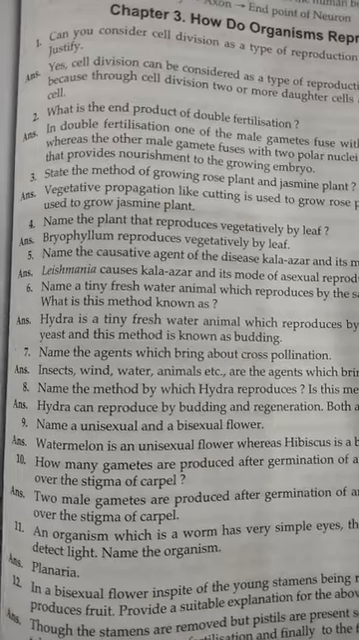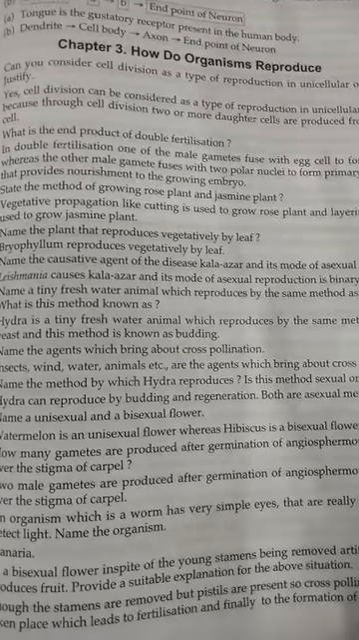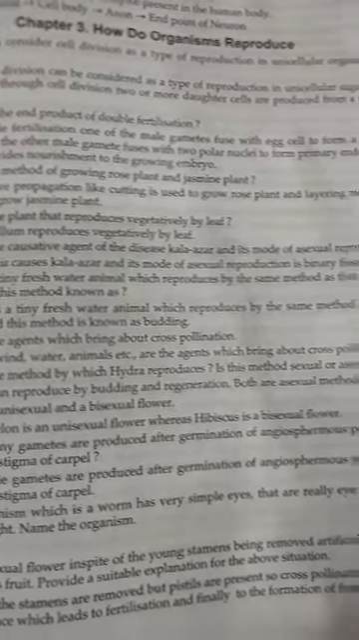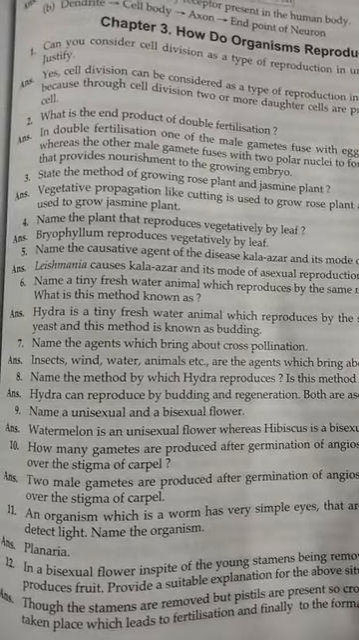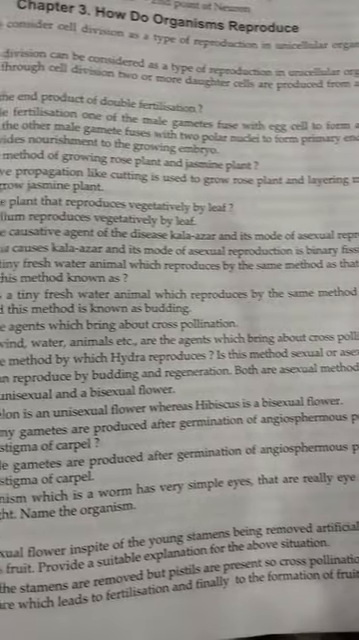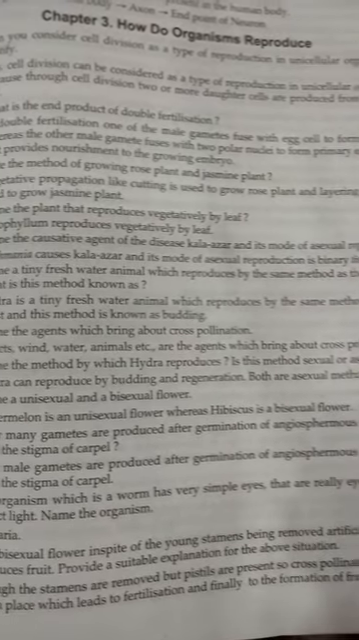Okay, fifth question: name the causative agent of the disease Kala Azar and its mode of asexual reproduction. Okay, so Leishmania causes Kala Azar and its mode of asexual reproduction is binary fission.